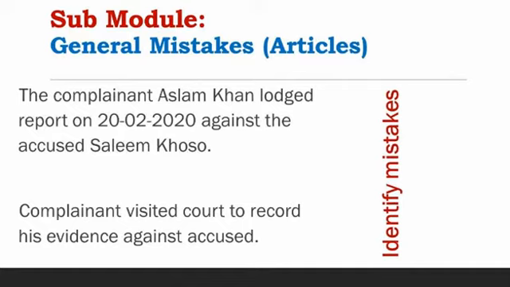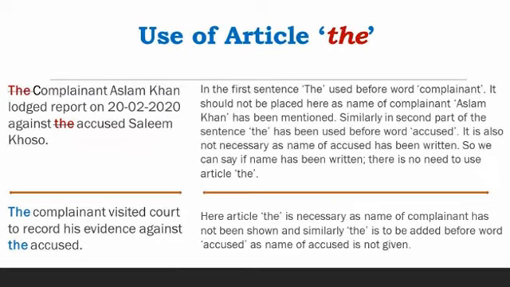Sentences are: The complainant Aslam Khan lodged report on February 20, 2020 against the accused Salim Koso. Complainant visited court to record his evidence against accused. In the first sentence, the is used before the word complainant. It should not be placed here as the name of the complainant, Aslam Khan, has been mentioned. Similarly, in the second part of the sentence the has been used before the word accused. It is also not necessary as the name of the accused has been written. So we can say if a name has been written, there is no need to use the article the.